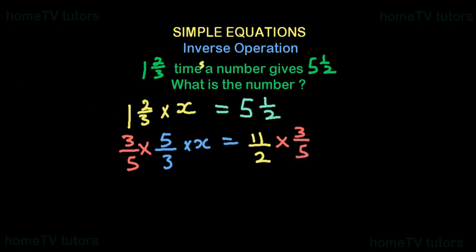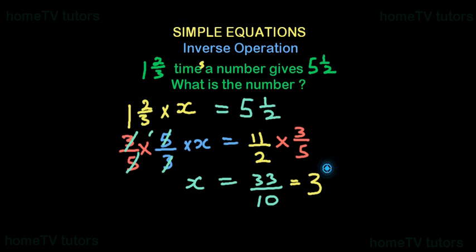Now we have these cancel out. On the left hand side we have x. Then on the right hand side we have 11 times 3, which is 33. Then 2 times 5, which is 10. Now 10 will go in 33 how many times? Did I hear you say 3? Good. So we have 3 whole number 3 over 10.